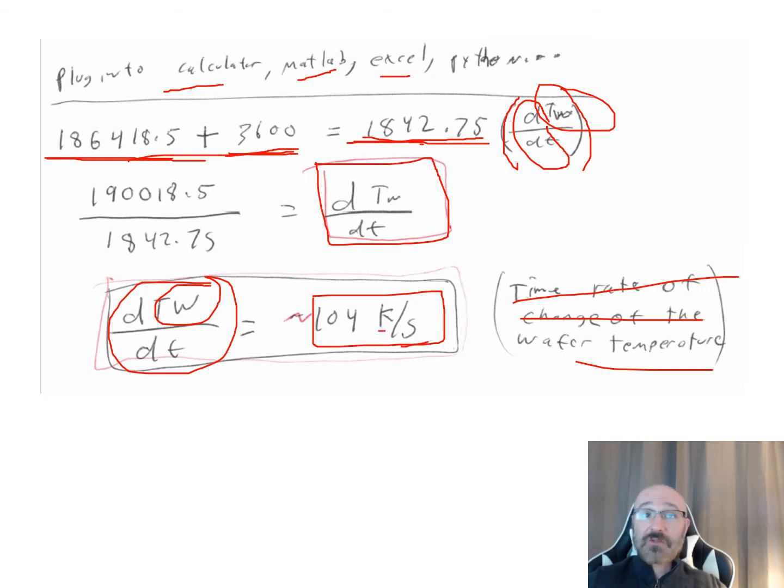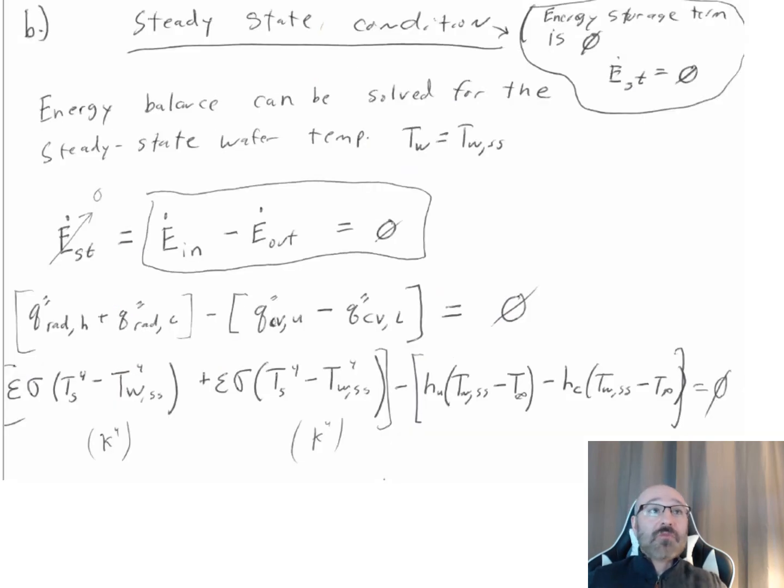Yes, that does make sense for our units. So that was solving for part A in our problem. Now what we want to do is move on to part B, our steady state condition. When we're dealing with steady state, this means that our energy storage term is 0. So on the right-hand side of the equation, our E_ST, our storage energy term, is equal to 0.